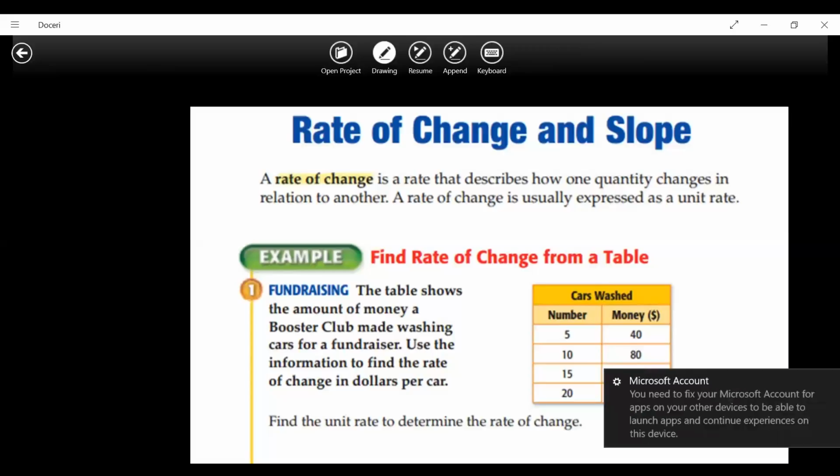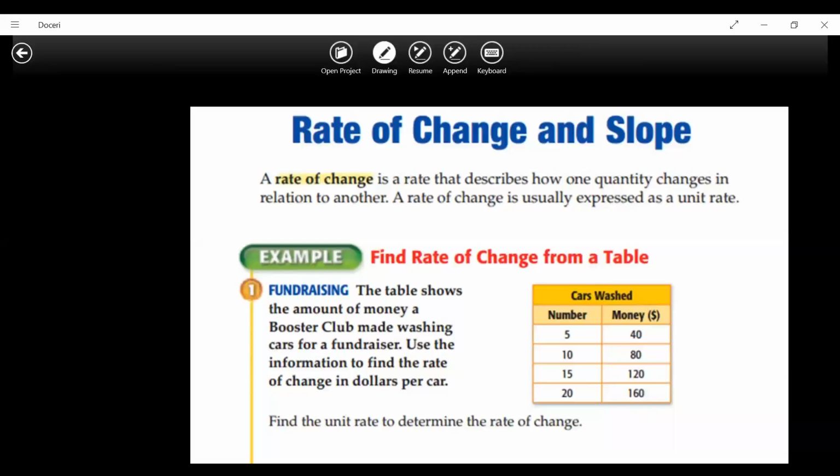So rate of change describes how one quantity changes in relation to another. The rate of change is usually expressed as a unit rate. We're just going to set this one very simply. The table shows the amount of money Booster Club made washing cars for a fundraiser. Use the information to find the rate of change in dollars per car. So that's what we're going to do.